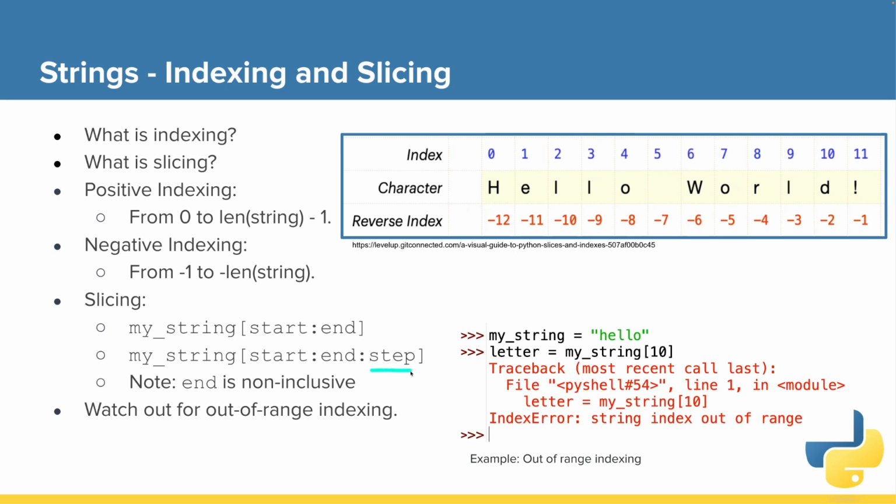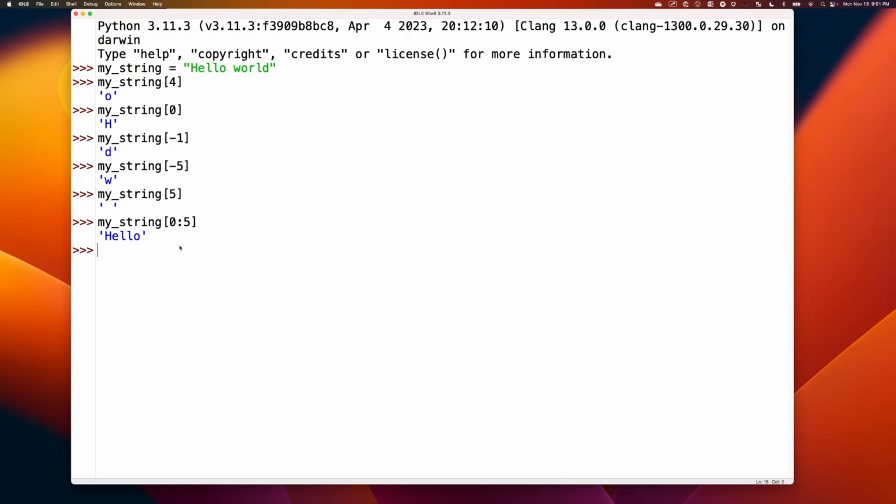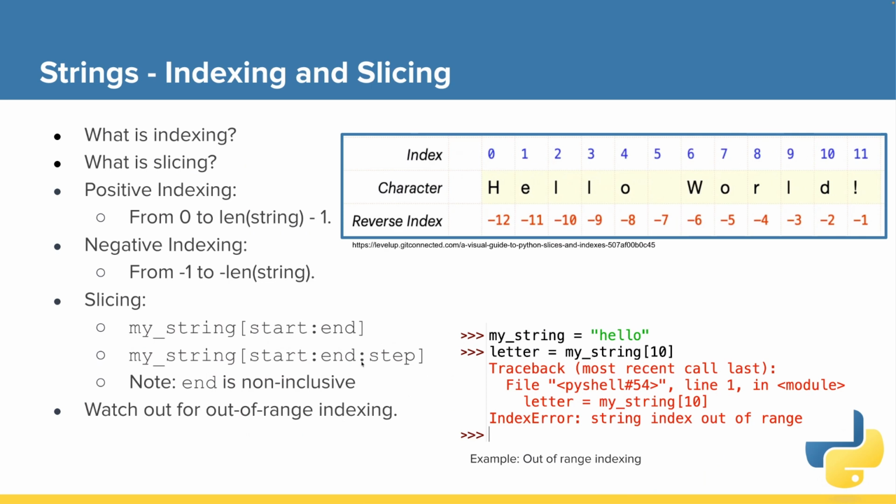We can also add a step if we add colon and then step to this, and that will grab every other letter, for example, or every third letter. So we could do my string 0:5. Remember, that will grab hello, and :1 will just grab every letter, every position. But if we do my string 0:5:2, the step is 2. So it grabs every other letter. HLO. So that is a little bit about strings and indexing and slicing.